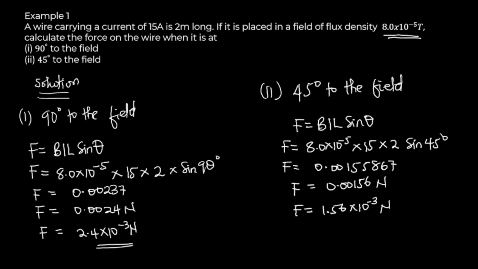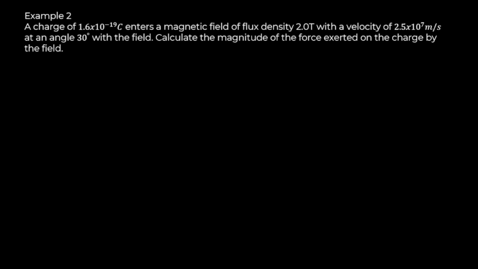So let's go ahead and look at another example. We have a charge of 1.6 times 10 raised to the power minus 19 coulombs that enters a magnetic field of flux density 2.0 Tesla with a velocity of 2.5 times 10 raised to the power 7 meters per second at an angle of 30 degrees to the field. We are to calculate the magnitude of the force exerted on the charge by the field. So let's go ahead and look at the solution for this problem.